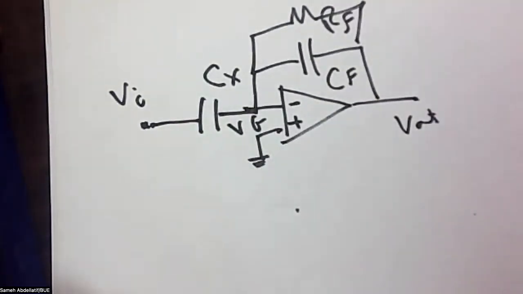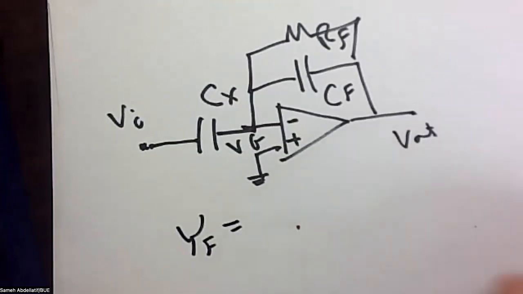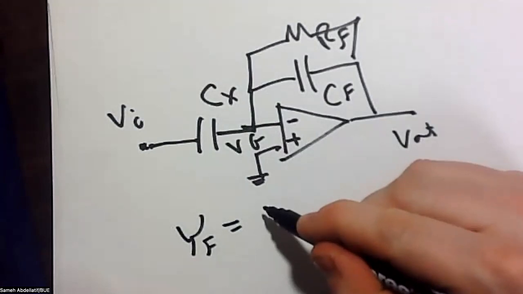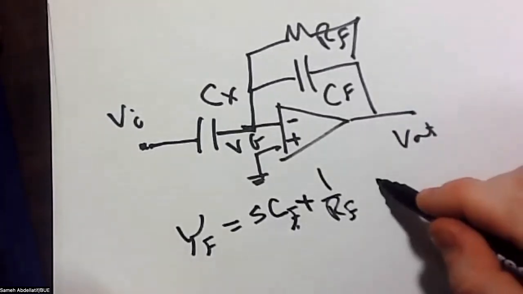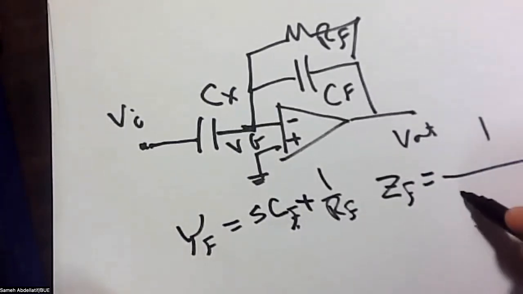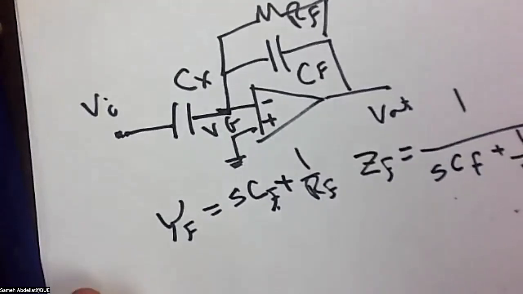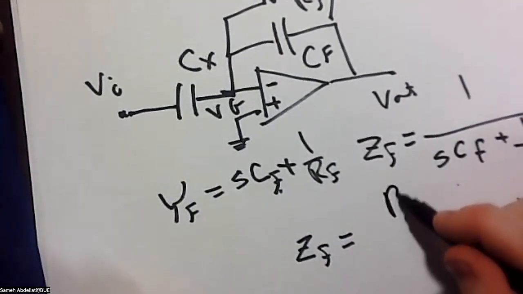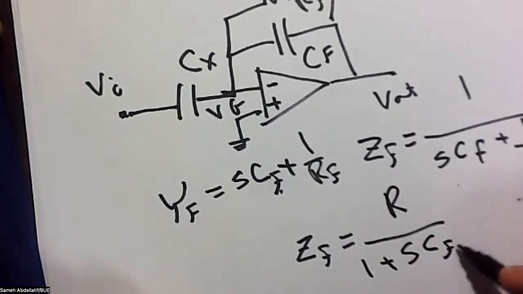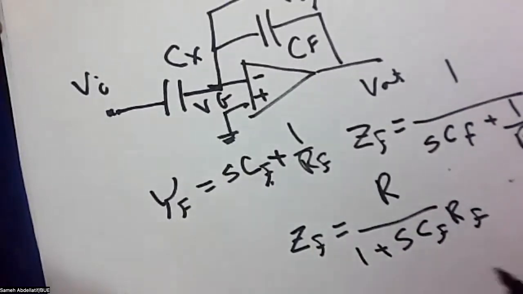So if you remember from your Electronics 3 classes, when we have this parallel combination, we can see that the admittance, which is 1 over the impedance of this parallel combination, is simply SCF plus 1 over RF, or simply Z feedback equals 1 over SCF plus 1 over RF, or you can rewrite this in the form of ZF equals RF over 1 plus SCF RF. So this is the equivalent impedance for this feedback network. So the current flowing here in this CX will typically flow in ZF.